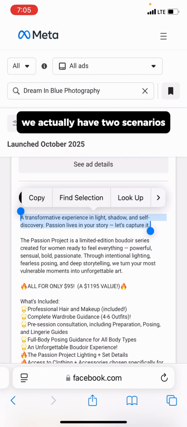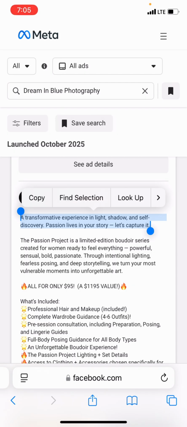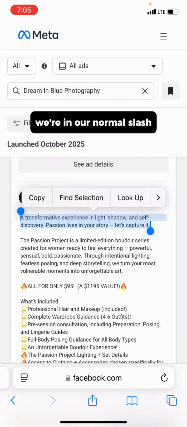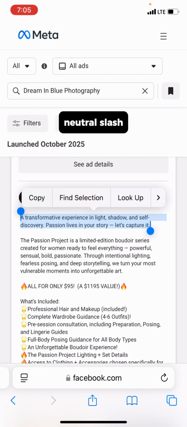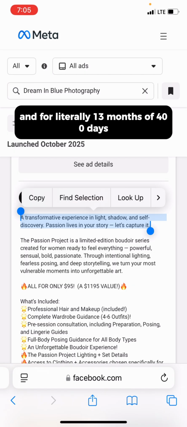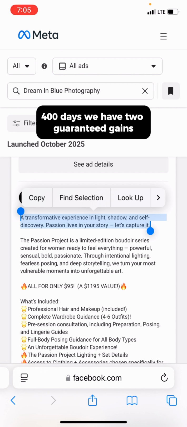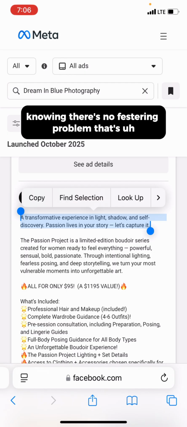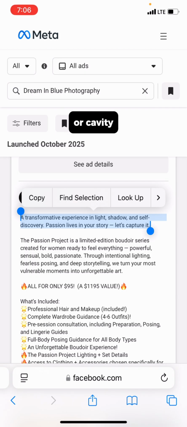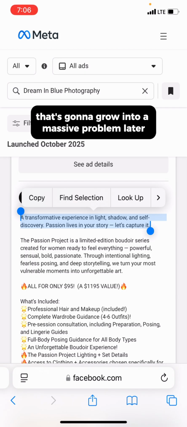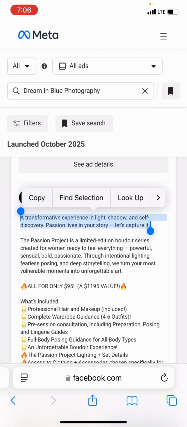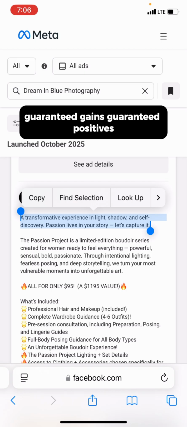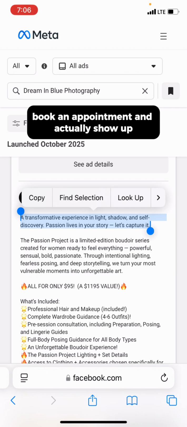So in this dentist example, we actually have two scenarios. The first one is literally 13 months. We're in our normal, no pain, neutral, homeostasis state. And for literally 13 months, so 400 days, we have 2 guaranteed gains: cleaner teeth, and peace of mind knowing there's no festering problem or cavity that's going to grow into a massive problem later. Literally 2 guaranteed gains, guaranteed positives. And for 400 days, we take 0 action. 0 action to put the dentist on the calendar, book an appointment, and actually show up.